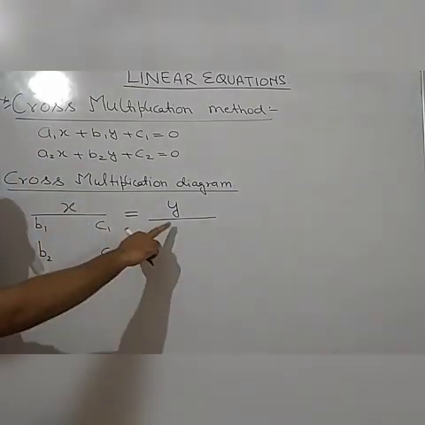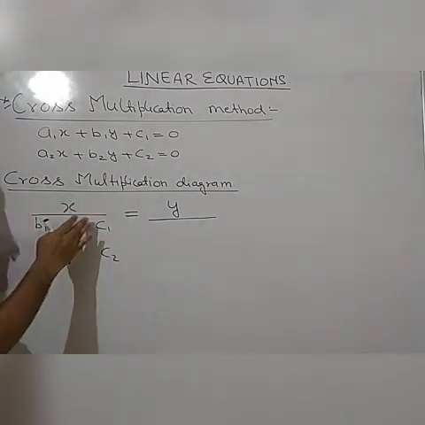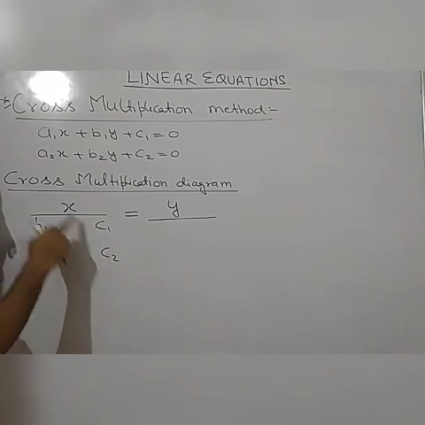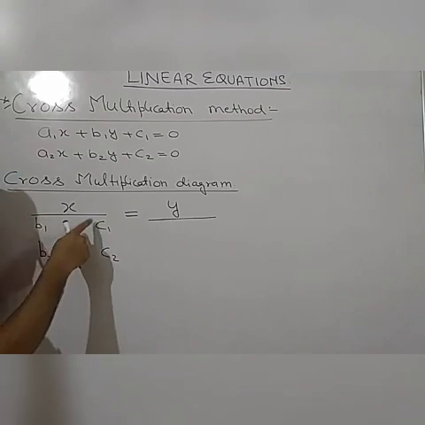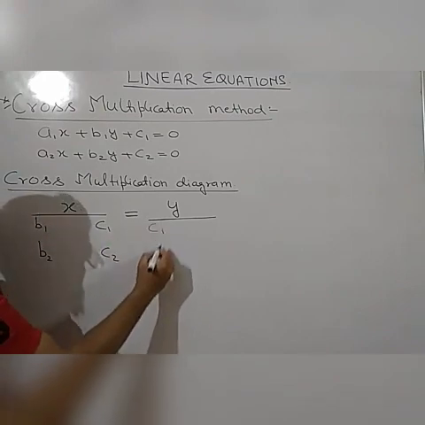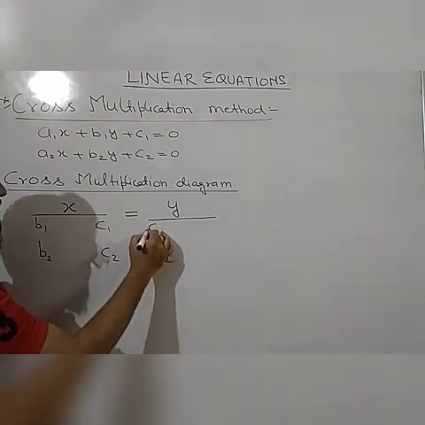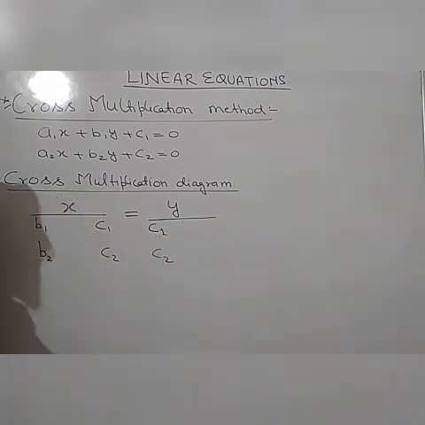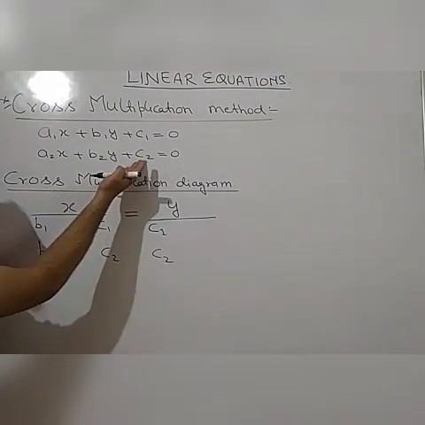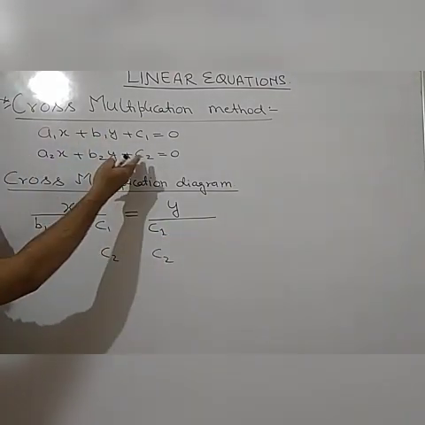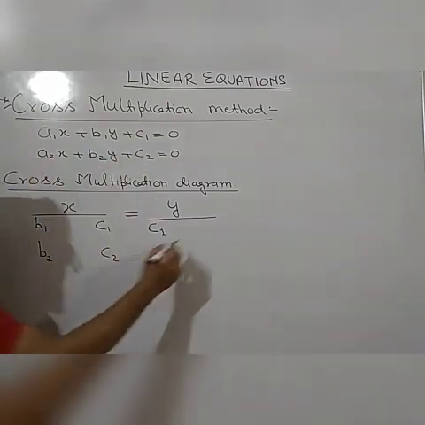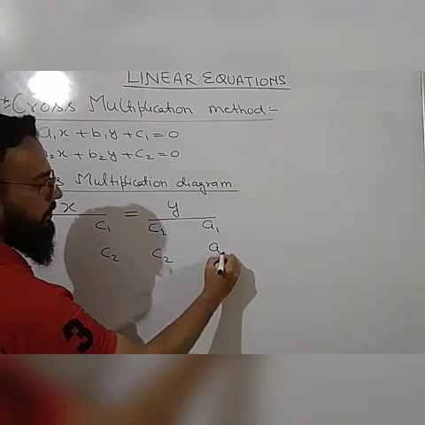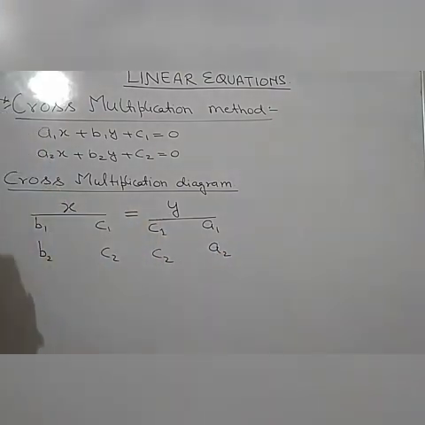Now for y, we will start with the term c1 c2, where the x term ended. We start the y from the same term, so again write c1 and c2 here. Then after c1 c2, we will move towards the coefficient of x, that is a1 and a2.